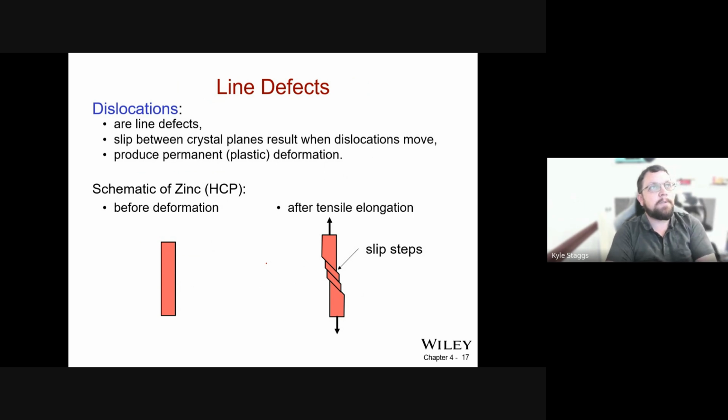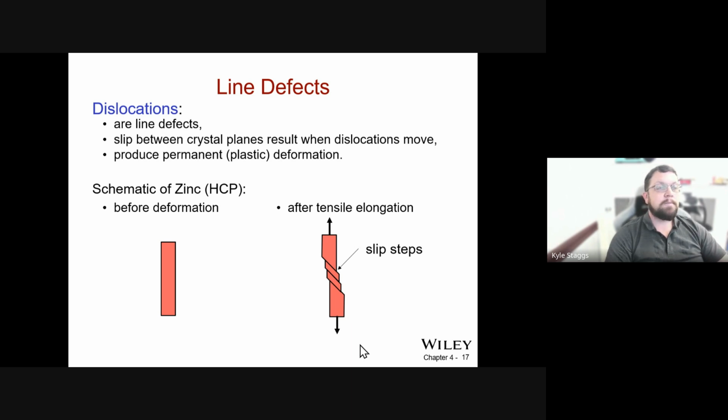Line defects, you've seen some examples and demonstrations of those that make it a whole lot easier to actually visualize. So dislocations are line defects. There is a slip between these crystal planes that result when a dislocation happens. And we've had some more fun connection related issues there. So there's a lot of pieces to the puzzle.